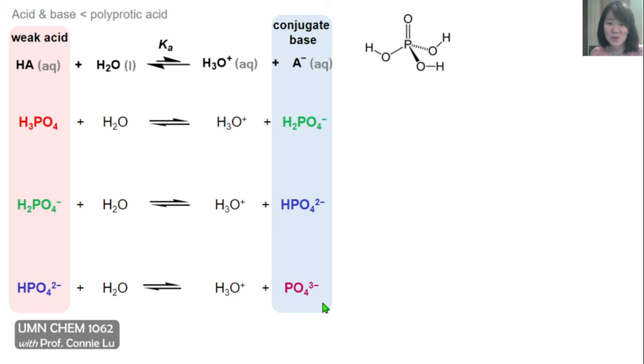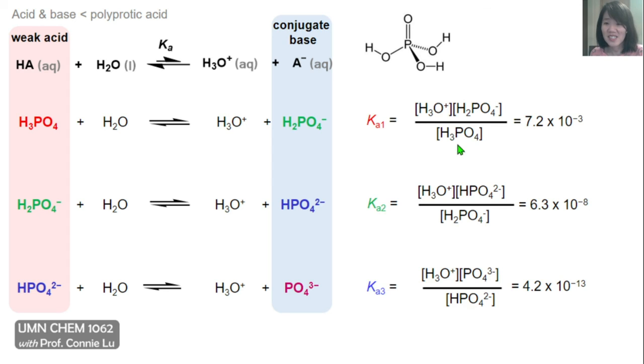Now for each of these Ka equilibria, we can write the Ka expressions simply by taking the product concentrations over the reactant. And here the reactants are the acids, and in the numerator is where the conjugate base are. So keeping track of Ka1, Ka2, and Ka3, here are the values from the prior table.